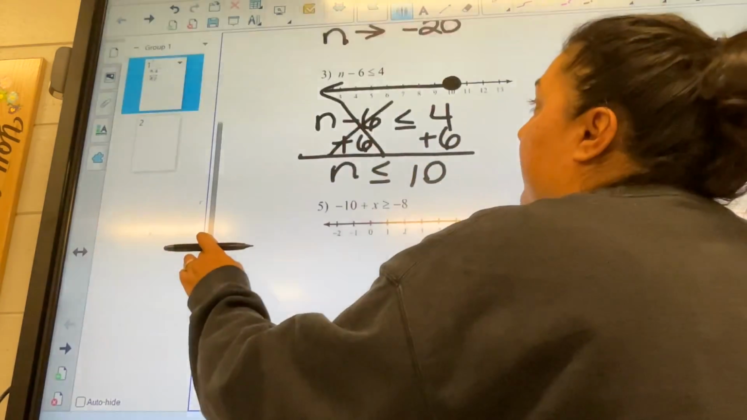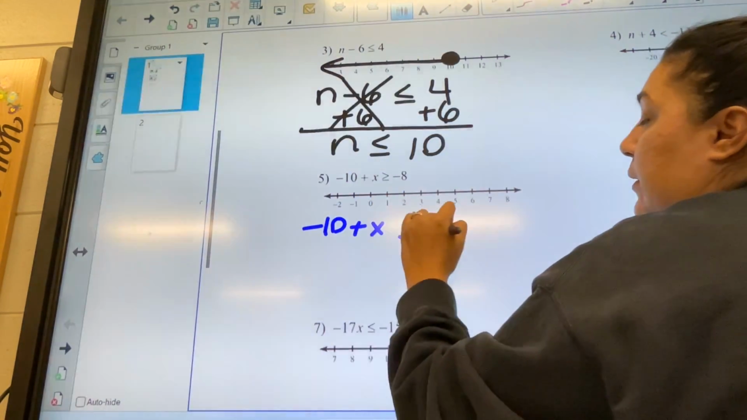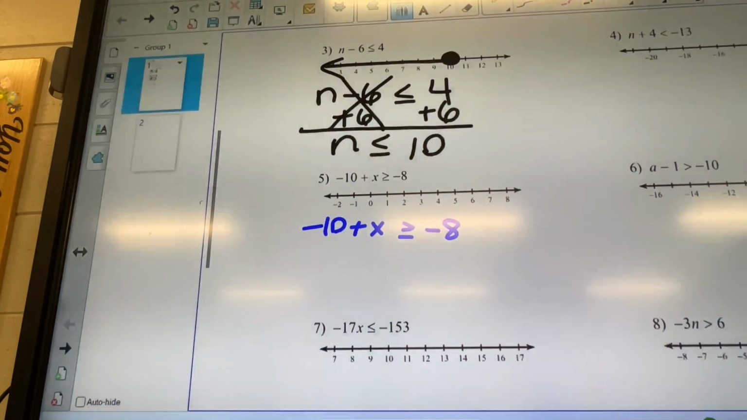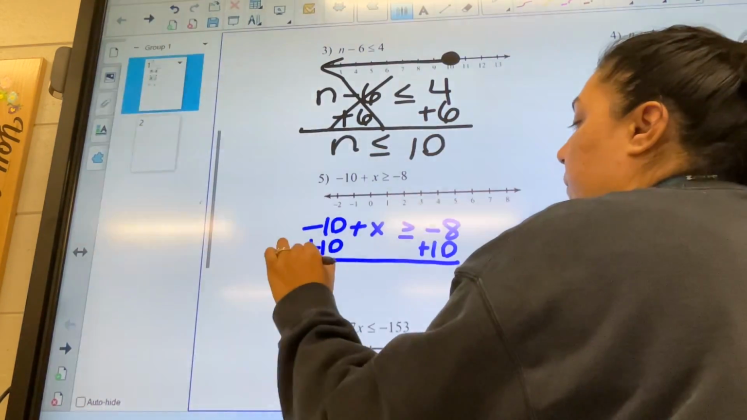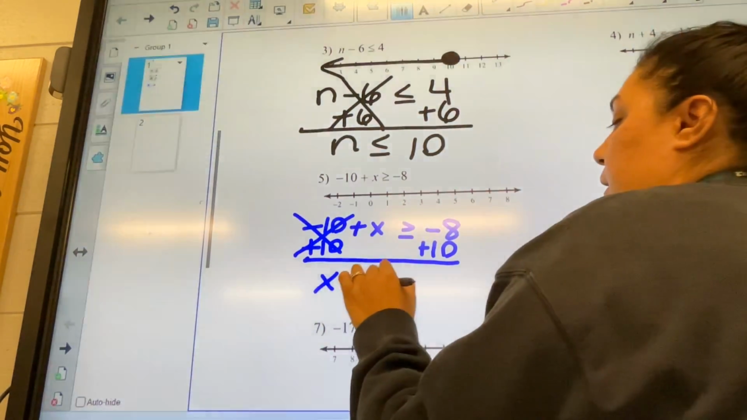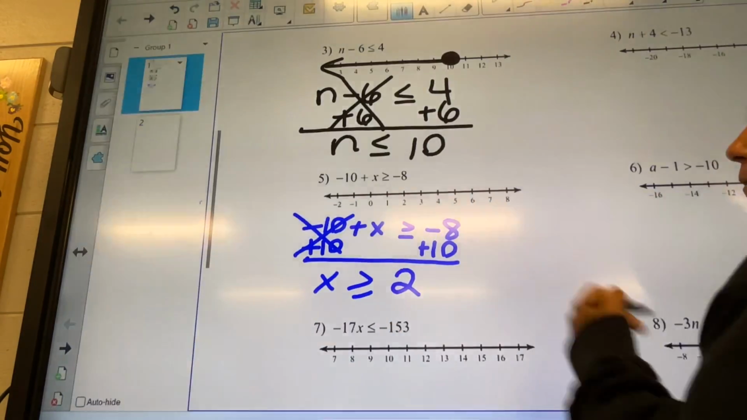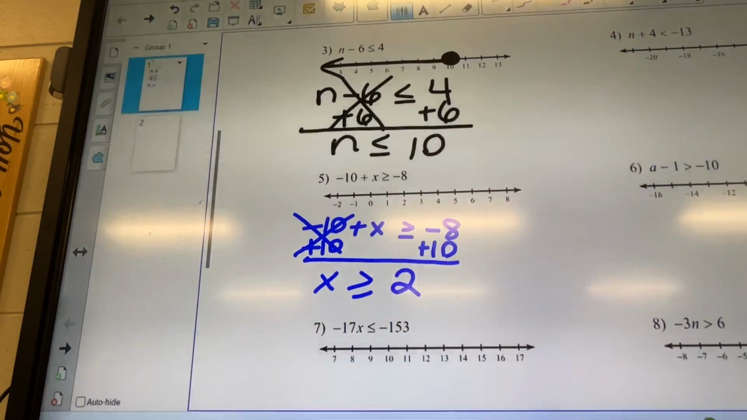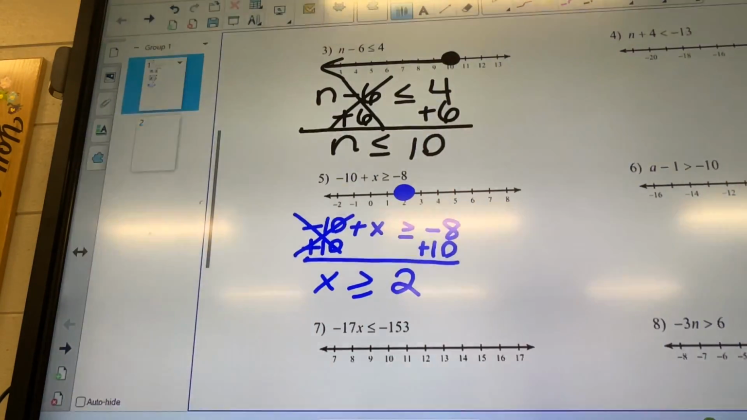Okay, look at number 5. Who needs moved? Minus 10. How do I move a minus 10? Plus 10. Okay, negative 8 plus 10? 2. On the 2, is that going to be open or closed? It is going to be a closed dot on 2. Which way is it going to go? Towards the right. Good job.